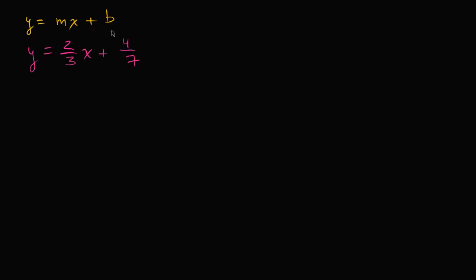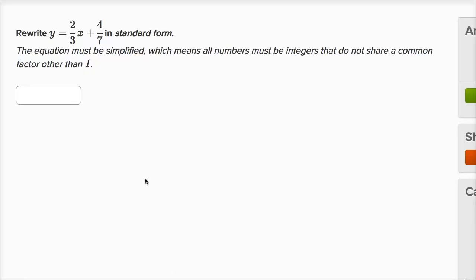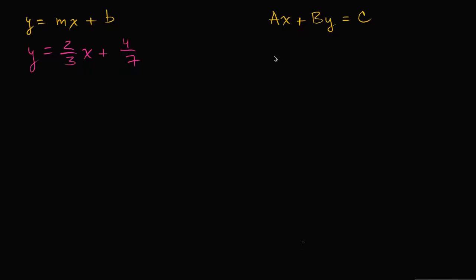But we want to write this in standard form, which would be the form ax plus by is equal to c. And that extra text they were saying, the equation must be simplified, which means all numbers must be integers that do not share a common factor other than 1. That just means that a, b, and c, in the standard form they want, need to be integers, and they want them to not have any common factors.